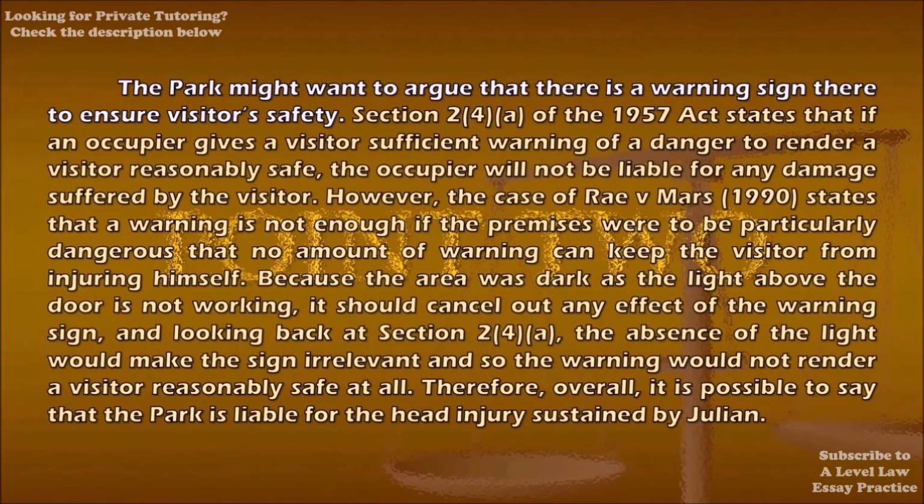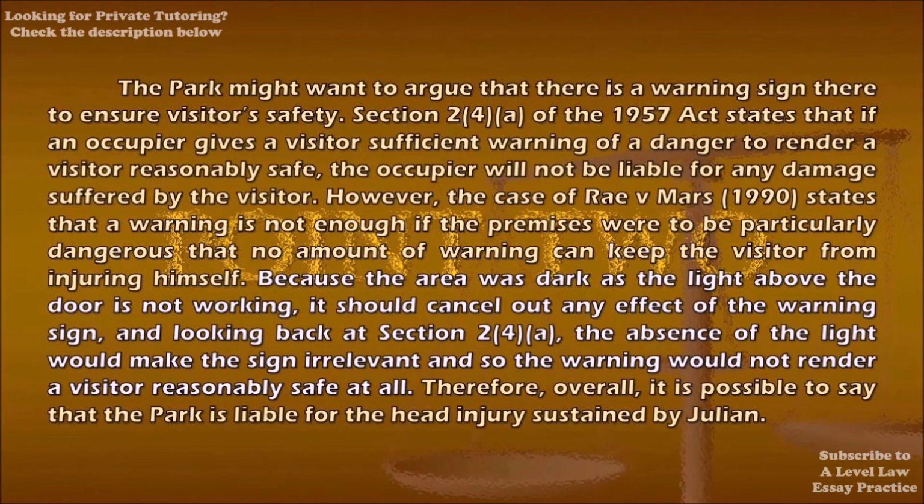The park might want to argue that there is a warning sign there to ensure visitor safety. Section 2 Sub 4 Sub A of the 1957 Act states that if an occupier gives a visitor sufficient warning of a danger to render the visitor reasonably safe, the occupier will not be liable for any damage suffered by the visitor. However, the case of Ray v. Mars 1990 states that a warning is not enough if the premises are particularly dangerous, such that no amount of warning can keep the visitor from injuring himself.